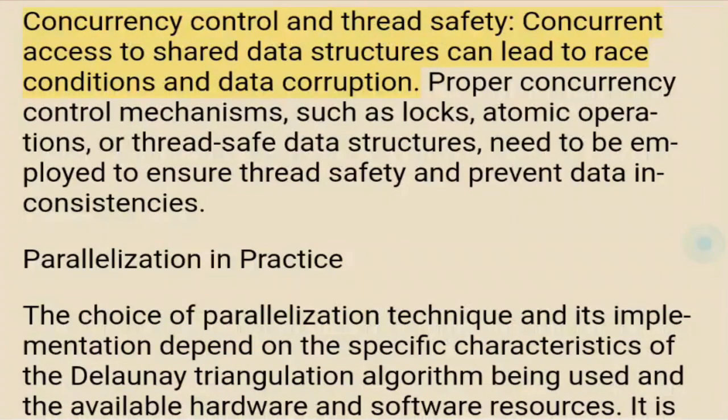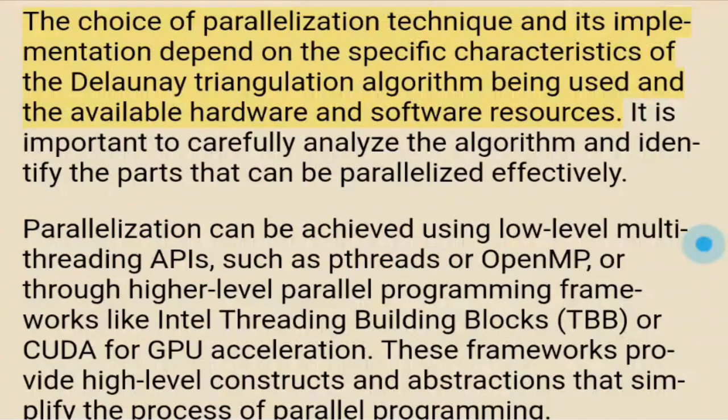Concurrency control and thread safety. Concurrent access to shared data structures can lead to race conditions and data corruption. Proper concurrency control mechanisms, such as locks, atomic operations, or thread-safe data structures, need to be employed to ensure thread safety and prevent data inconsistencies. Parallelization in practice. The choice of parallelization technique and its implementation depend on the specific characteristics of the Delaunay triangulation algorithm being used and the available hardware and software resources. It is important to carefully analyze the algorithm and identify the parts that can be parallelized effectively.